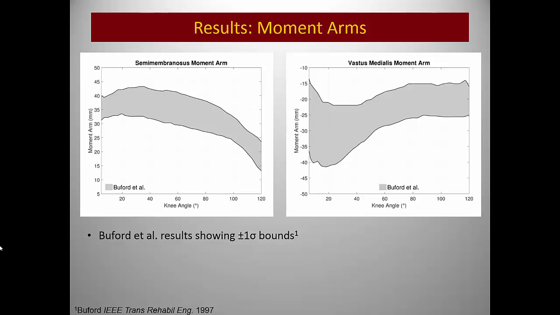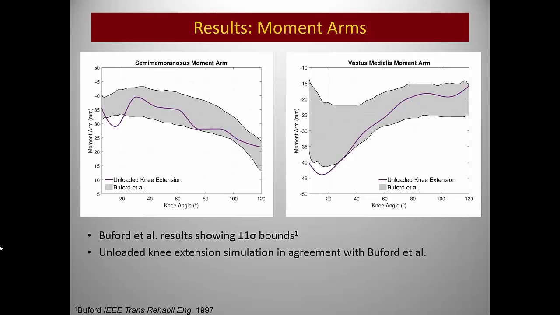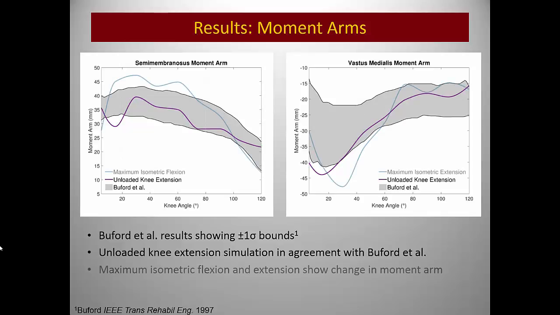We simulated that same unloaded knee extension, and you can see that the results compare well with those reported by Buford. We also calculated the moment arms of our muscles during the maximum isometric flexion and extension tasks. You can see that a joint laxity response allows for a change in both magnitude and shape of the moment arm curve during this task.